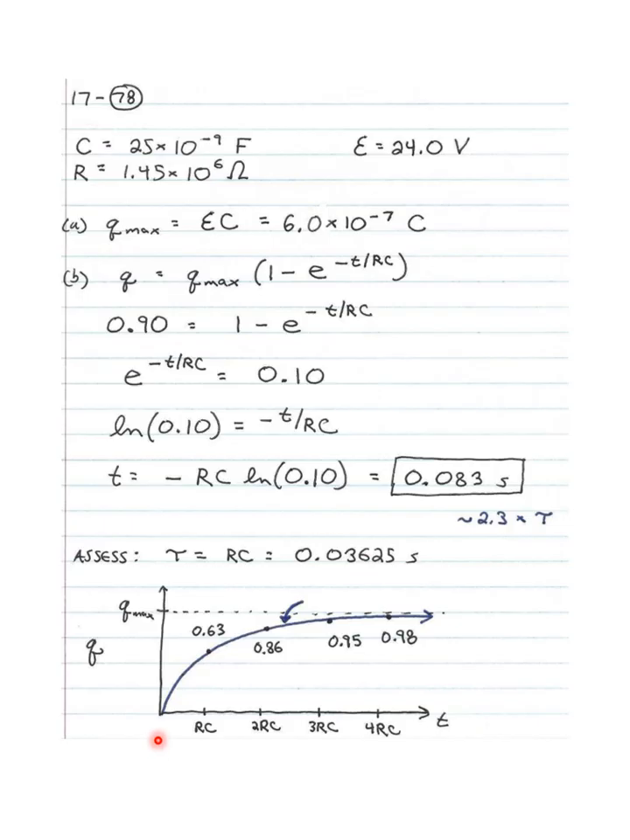Here I've drawn a graph of charging, what you can expect for any RC circuit. After one time constant, R times C, you get 63% charged. After two time constants, it's 0.86 or 86% charged. After three time constants, it's 95% charged. And so 2.3 time constants is somewhere in between those. Yes, 90% charged is going to be about 2.3 time constants.